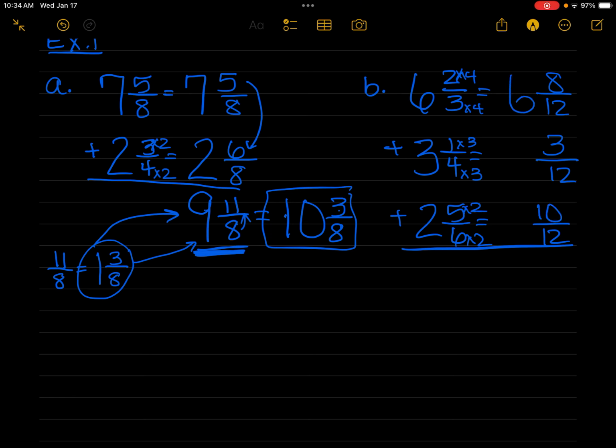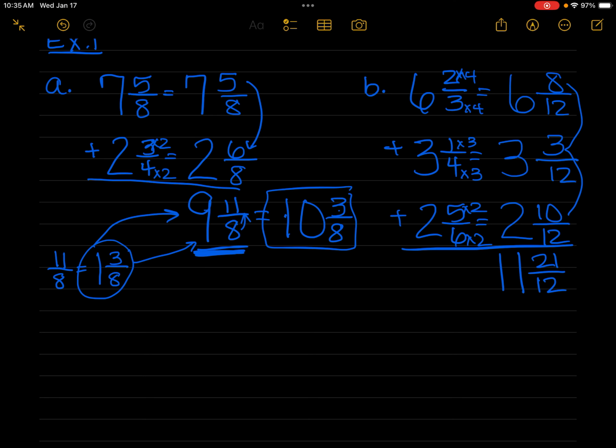Okay, now I'm going to bring over my big numbers. I just bring them over last because they kind of get in the way of seeing what I'm doing. You can do them at any point. Okay, and now I'm going to add up my whole numbers. 6 plus 3 is 9, plus another 2 is 11. Then I add up all my numerators. 8 plus 3 is 11, plus 10 is 21, all over 12.